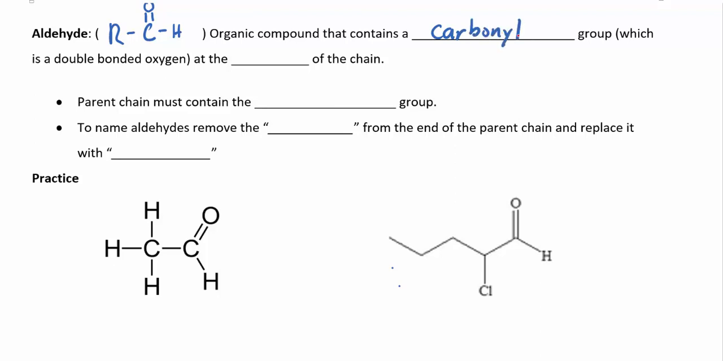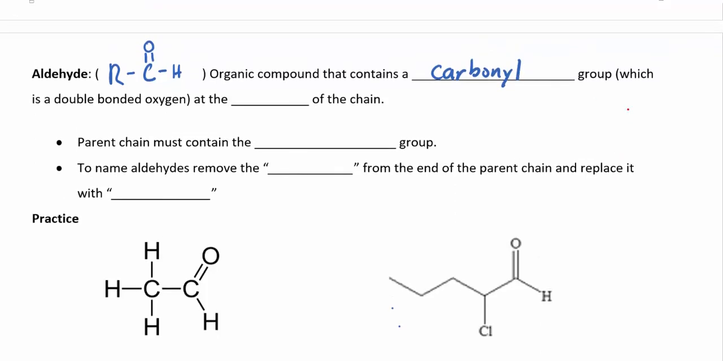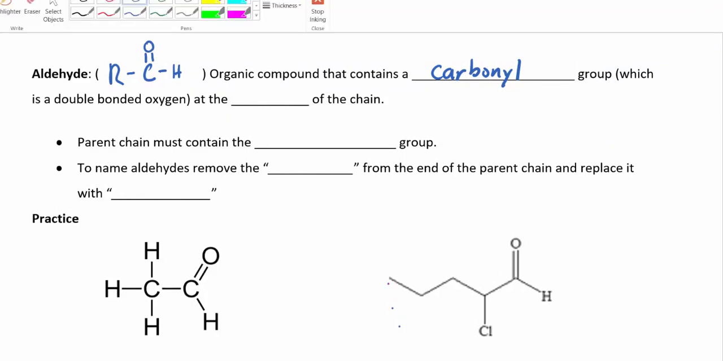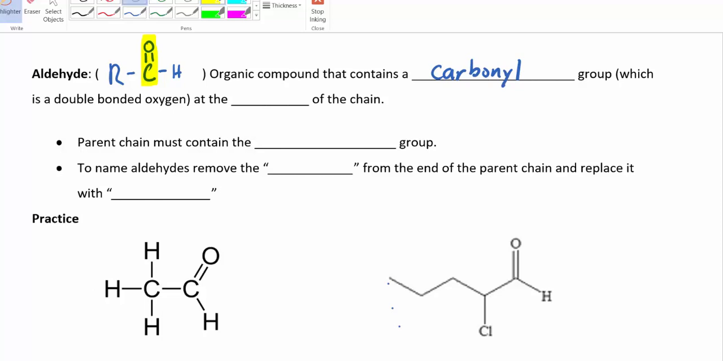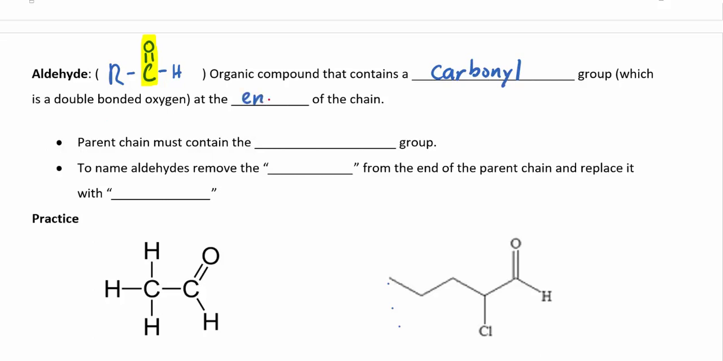Now a carbonyl group is this double bonded oxygen, this thing right here, this double bonded oxygen that's bonded to a carbon as part of a chain. But the thing about an aldehyde is it's attached at the end of a chain. So it's only an aldehyde if it's the terminal carbon or the last carbon in the chain that has the carbonyl group attached to it.